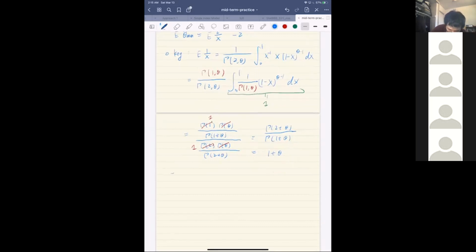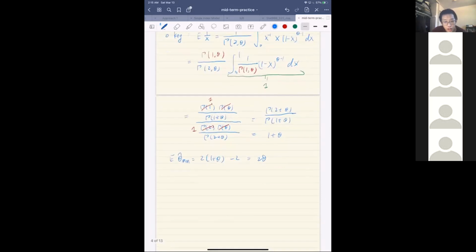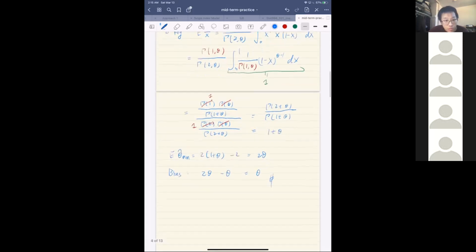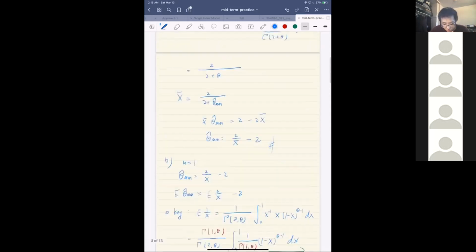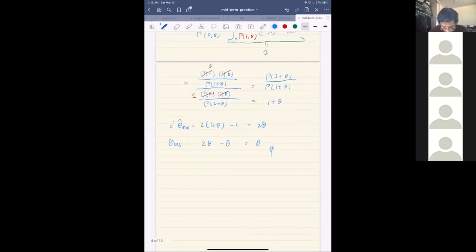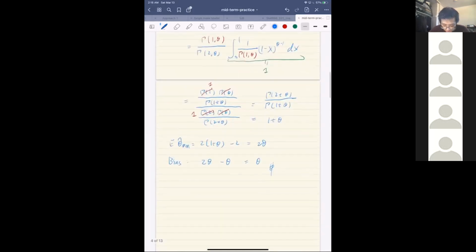So the average of this is equal to 2 times 1 plus theta, minus 2. So it should be 2 theta. And then we find the bias. So the bias will be 2 theta minus theta, which is theta. Okay, any questions so far? So this is just a standard approach.